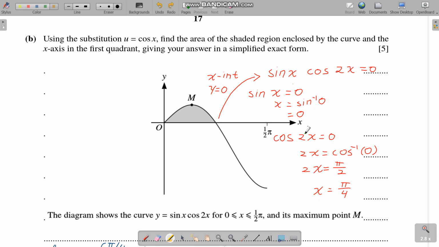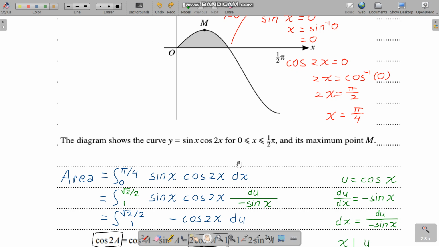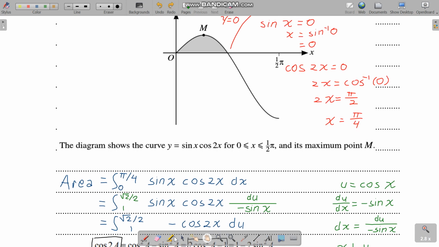So this is rejected. Now from cos 2x equals 0, this means 2x equals inverse cos 0, which is pi over 2. So the x is pi over 4. So that makes much more sense. This must be pi over 4. So we have the limits of integration. We integrate from 0 to pi over 4 of the function dx.